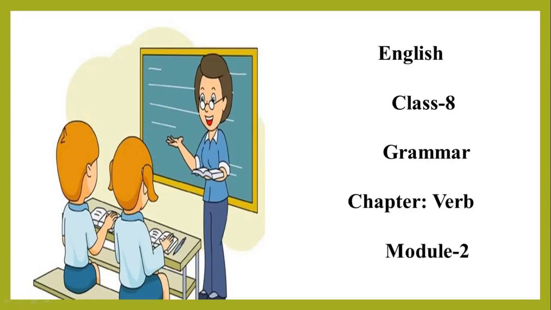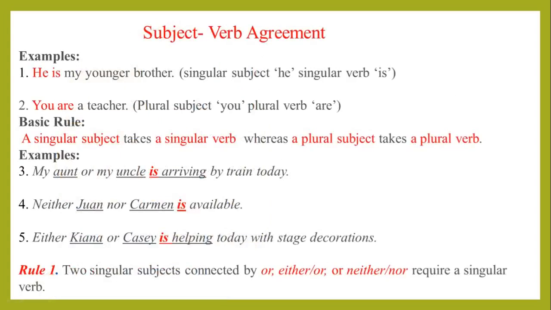Hello student, today we are going to learn the second module of the verb, and in this module we will learn about subject and verb agreement. Subject and verb agreement stand for if the subject is singular, the verb should be singular. If the subject is plural, the verb should be plural.